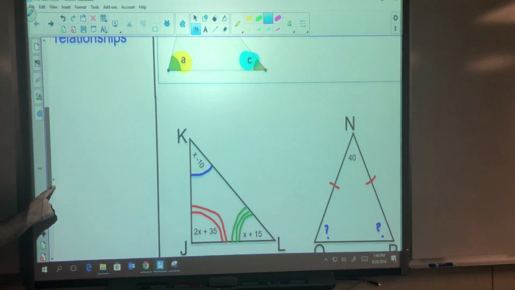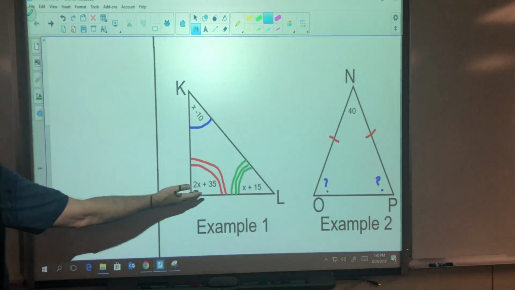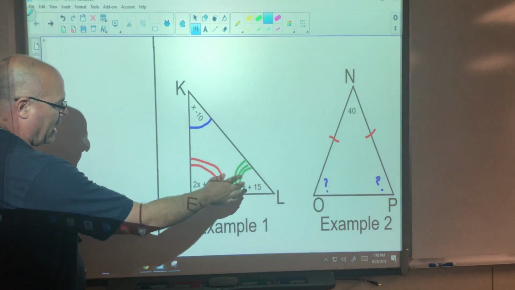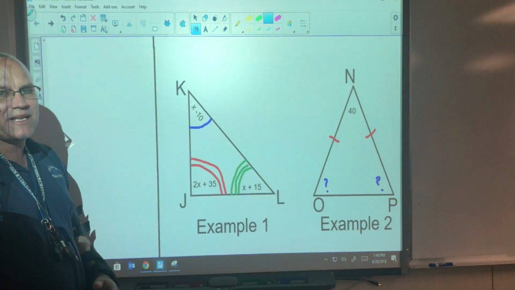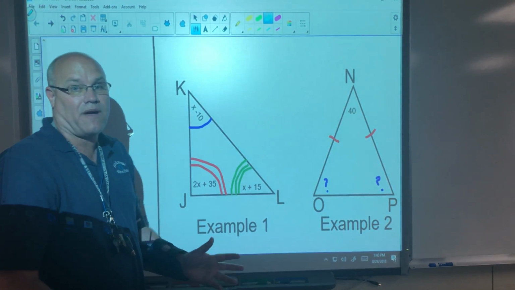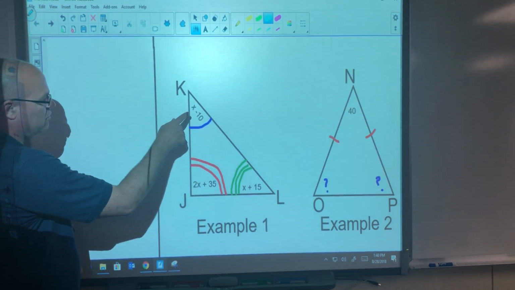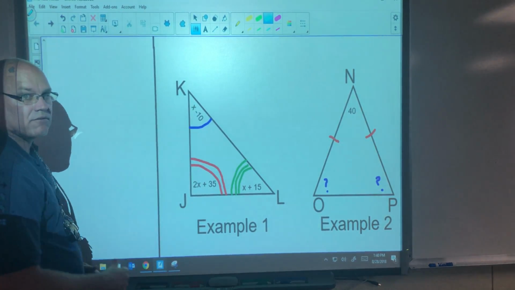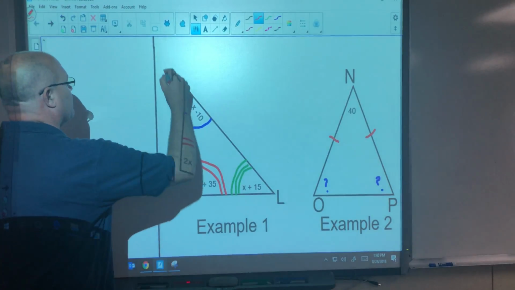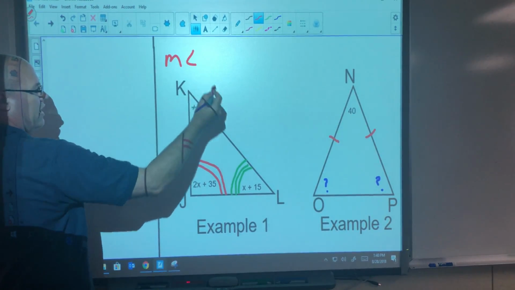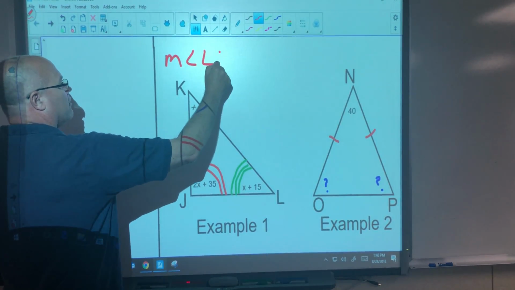So let's do a couple examples. Example 1 here, we'll use this triangle, and we have these measures. The question may say find the measure of x, or what the value of x is. Or it might say, what's the measure of angle LKJ? Let's use that as our example. So we're going to find the measure of angle LKJ.